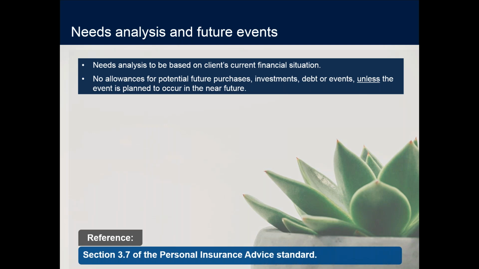However, what we are now looking to do is where the event is planned to occur in what we would deem to be the near future, and more to the point, there is evidence to support the occurrence of this event in the near future, then we will allow future events to be included as items in the needs analysis. So let me illustrate this further via a couple of examples. Let's have a look at example 1.